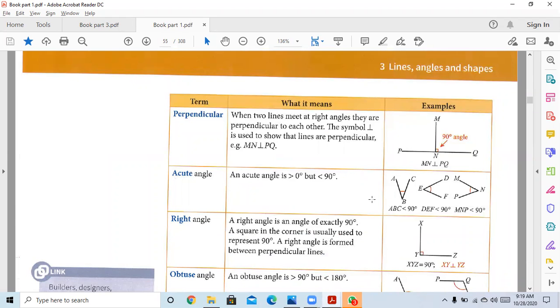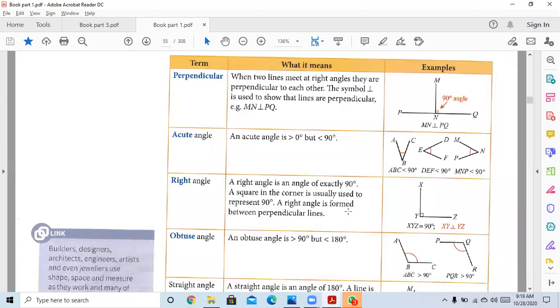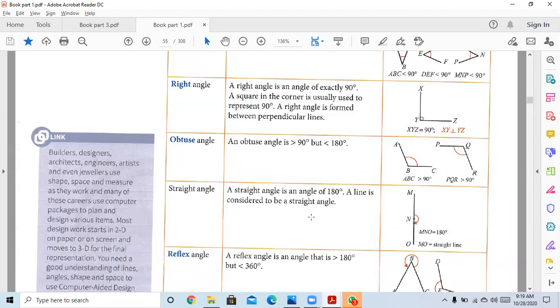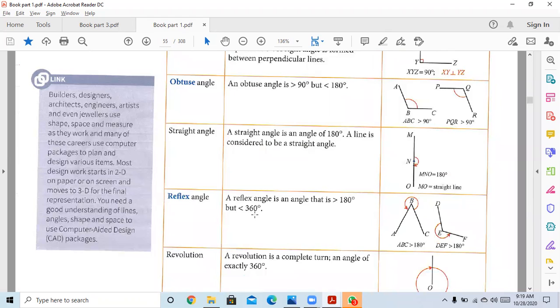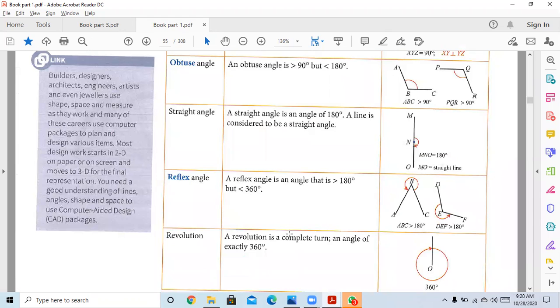An acute angle is greater than 0 but less than 90. But an obtuse angle is the opposite: greater than 90 and less than 180. The right angle is equal to 90 degrees. A straight line is equal to 180 degrees. A reflex angle is greater than 180 but less than 360. A revolution is a complete turn, an angle of exactly 360.